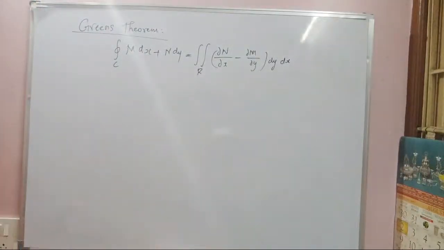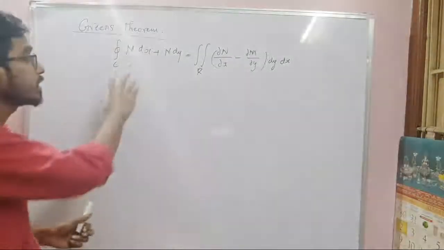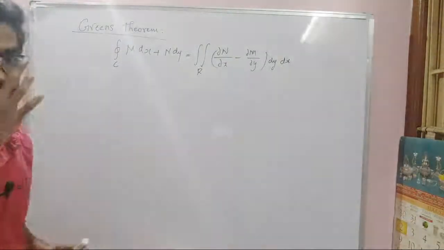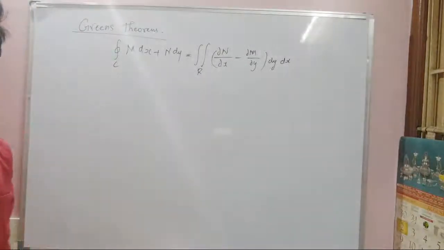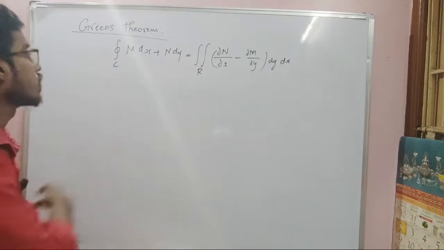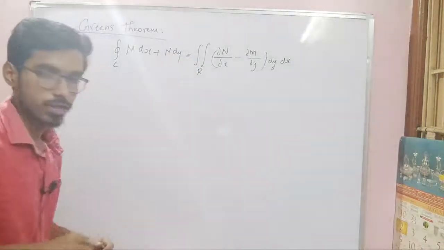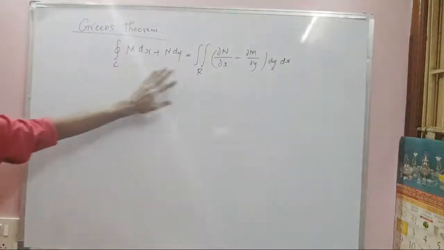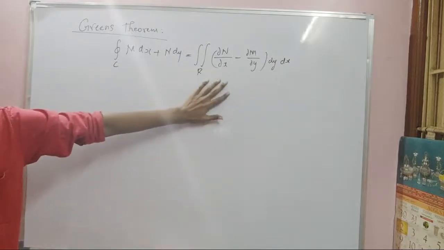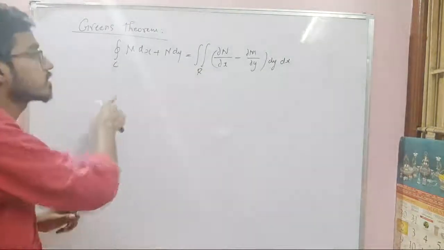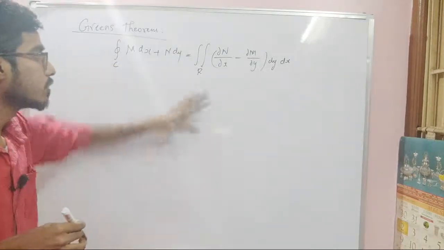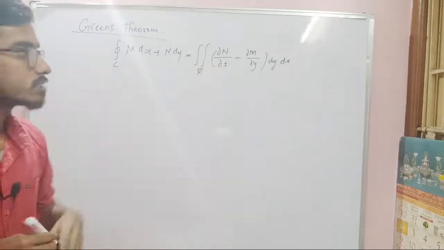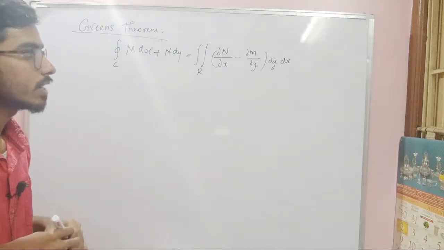So what Green says is that the line integral is the same as the surface integral of dou n by dou x minus dou m by dou y, dy dx. So we will do some problems. In order to evaluate a line integral, we can also evaluate this. Just remember the formula: the integral over C of m dx plus n dy is the same as the double integral over R of dou n by dou x minus dou m by dou y, dy dx.